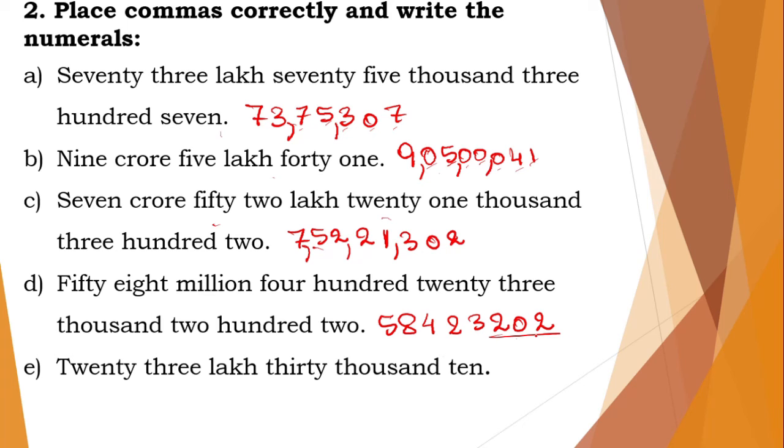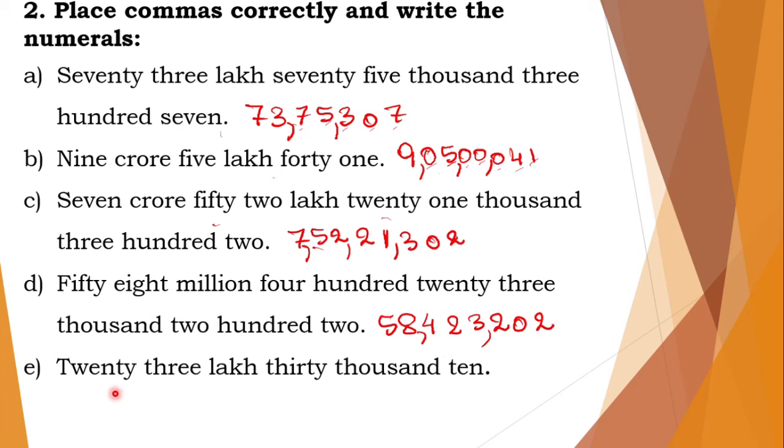Now after every 3 digits we'll put the first comma. And again after every 3 digits we'll put the second comma. And now we have only 2 digits, and that too we don't have any other digits, right? So we'll leave it as it is. Now we read the numeral as 58,423,202. Now let's see the next question.